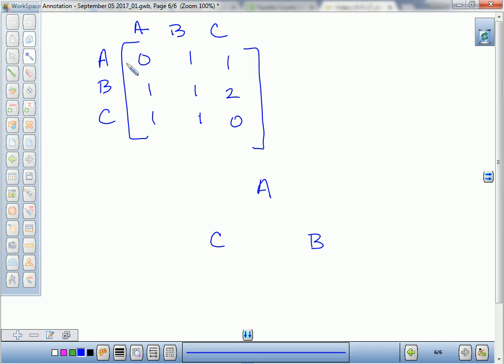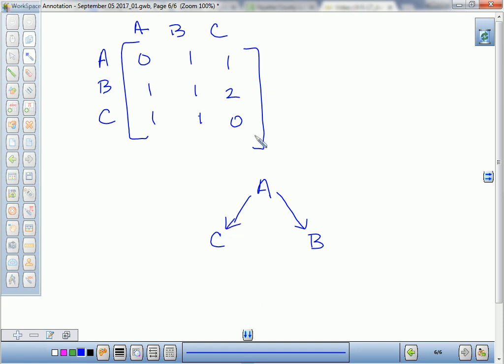Now, A to A. A is not going to A, so there's no loop. A does go to B. How do you know whether this is a layover one or not? This is just a directed path. We're not talking about airplanes anymore. Now, A also goes to C.